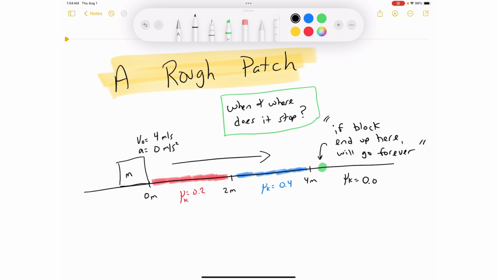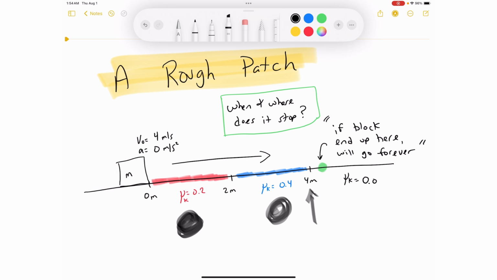Right here, from 0 to 2 meters, the coefficient of friction is 0.2. And then from 2 to 4, it's 0.4. After 4 meters, there's no more friction. So the question is essentially where does it stop, because this box m is moving from left to right.